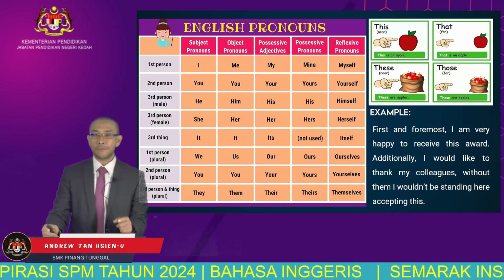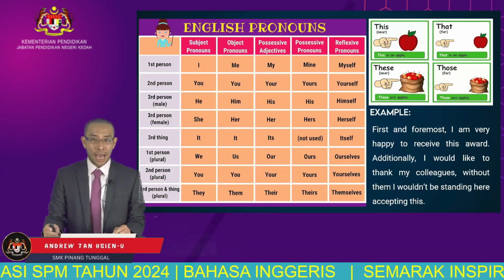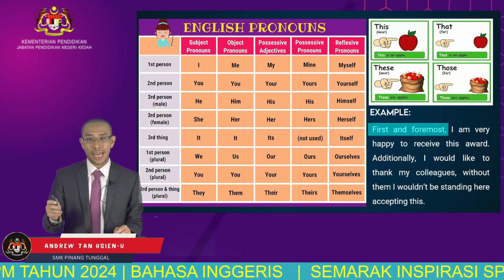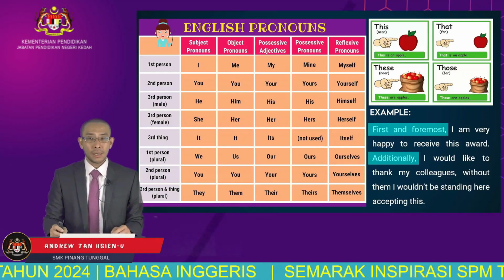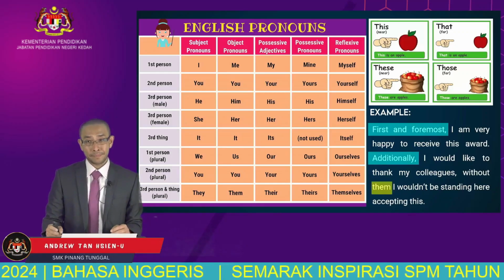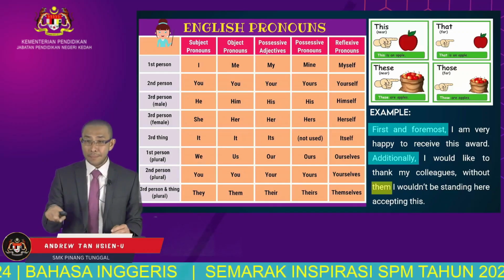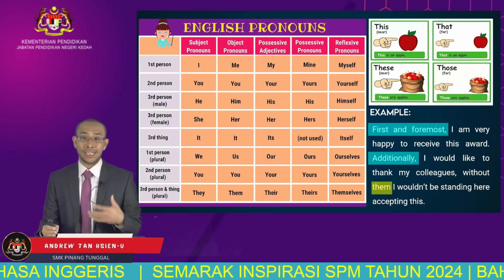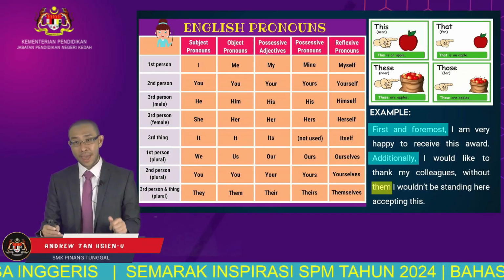So you can see from this paragraph right here, I have used 2 cohesive devices. The first one is first and foremost, and the next one is additionally. So what are the pronouns that I've used here? I use them, okay? And them here refers to my colleagues. So instead of repeating my colleagues twice, I replaced it with them.